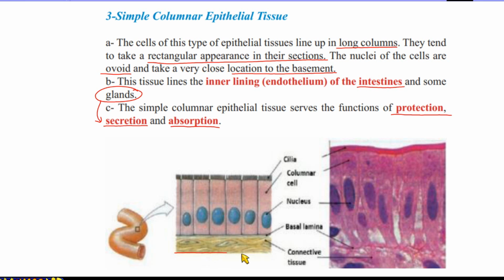How to draw it? Again, one thick layer of epithelial tissue, a thin basement membrane, rectangular cells, and an ovoid nucleus closer to the base of the cell. Above that, cilia on the surface. We may remember the inner lining of the small intestine contains tiny cytoplasmic projections, finger-like projections known as villi. So we call it ciliated simple columnar epithelial tissue, which increases the surface area for absorption.